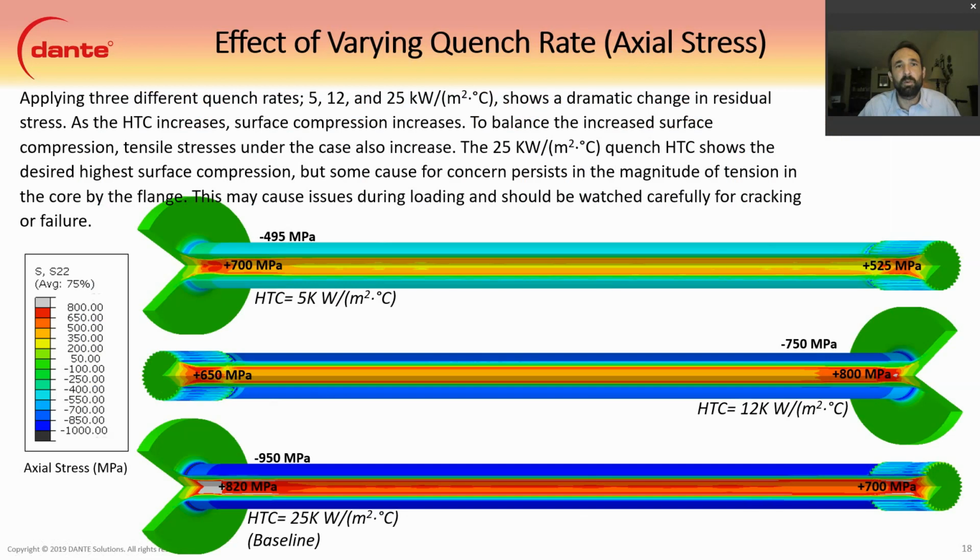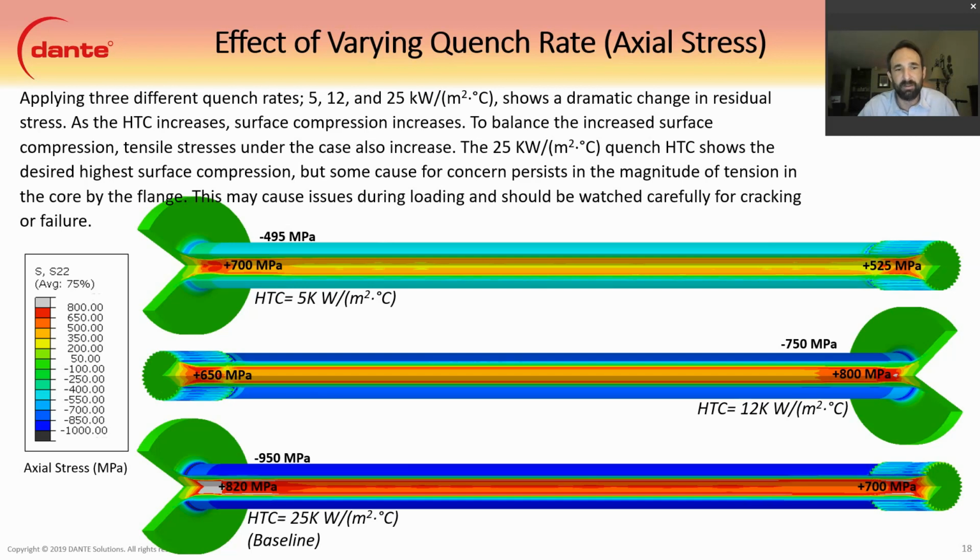So 3 different quench rates were examined to see the effect on the residual stresses at the end of the process. The 3 quench rates used were 5, 12, and 25 kilowatt per meter squared C, and they do show a drastic change in surface compression and centerline tension. So the issue with this part was that after installation, the loading on the shaft was causing cracks to develop on the center line of the part down by the flange.